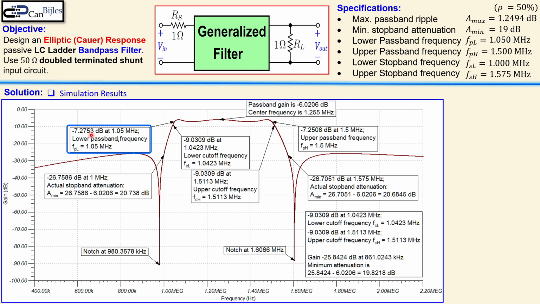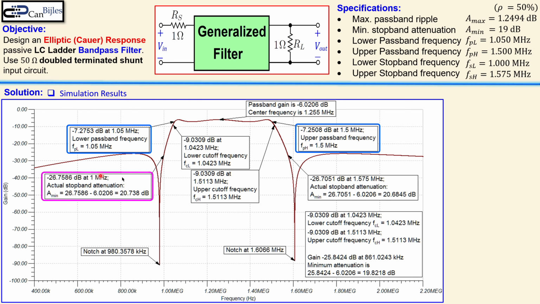And why is this correct? You can see that the baseline is this one. You go down here to minus 7.27, and that is a decrease of approximately 1.25. It is close to what we needed, so it's maybe a hair larger, but the maximum allowed passband ripple was 1.2494, so we are really close to the specifications. Looking at the upper passband frequency, you can also see that here and here, these are really close to each other, so this is also very close to what we needed.